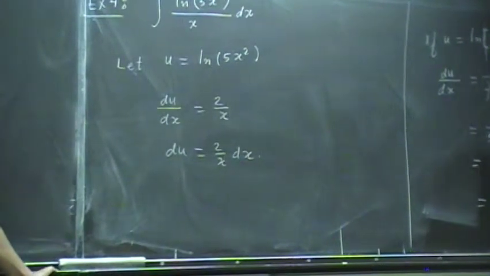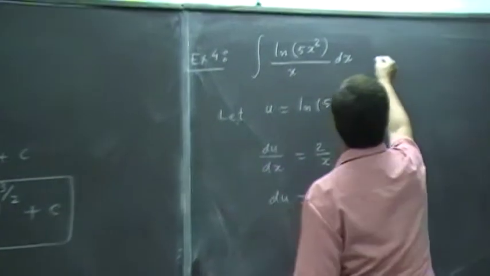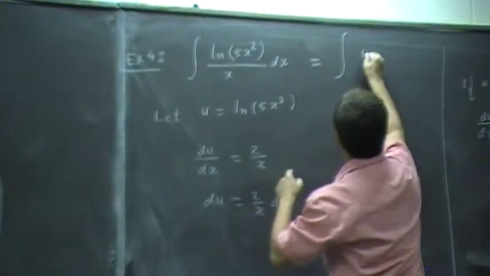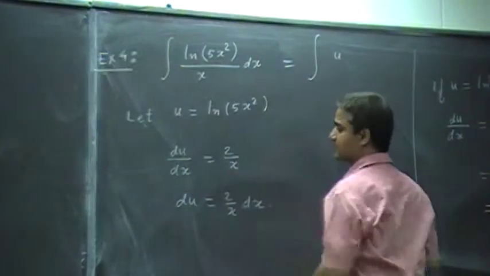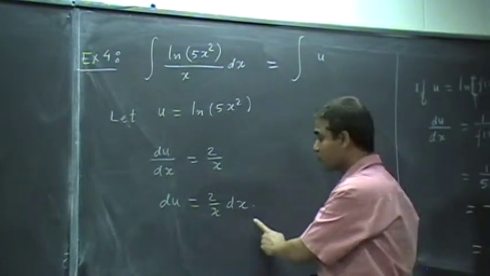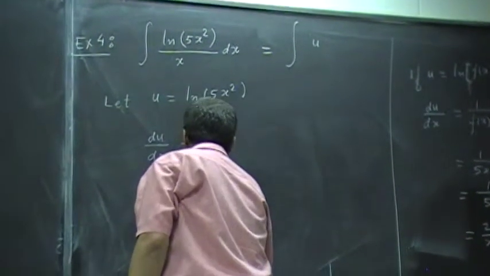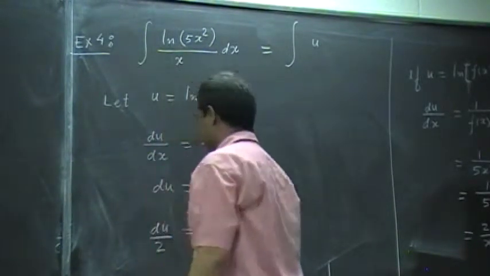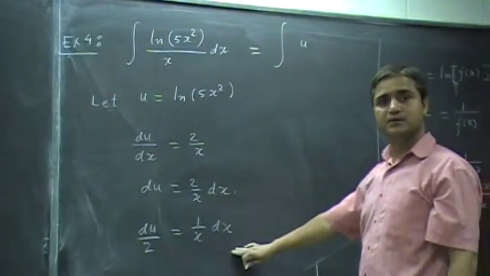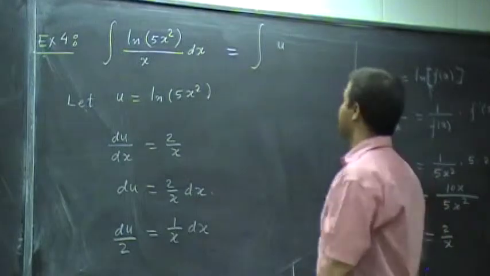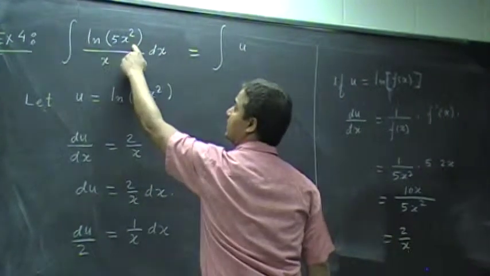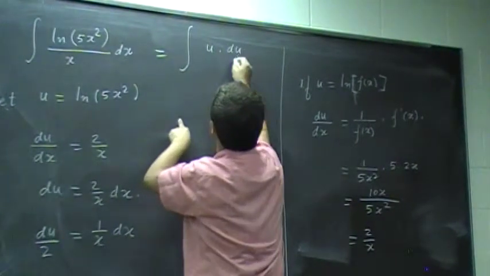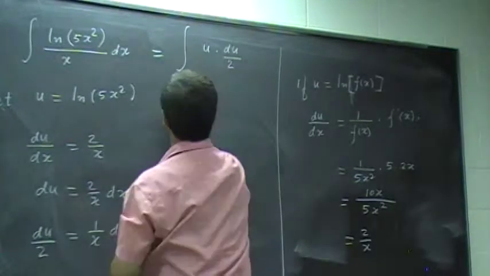Okay. But look here. We have the integral sign. ln of 5x squared is u. We are left with 1 over x dx, but we have 2 over x dx. So we need to know what 1 over x dx is, right? Divide both sides by 2 and you get du over 2. Do you see my point? Then this is our u, and 1 over x dx is du over 2. We can pull that constant out.